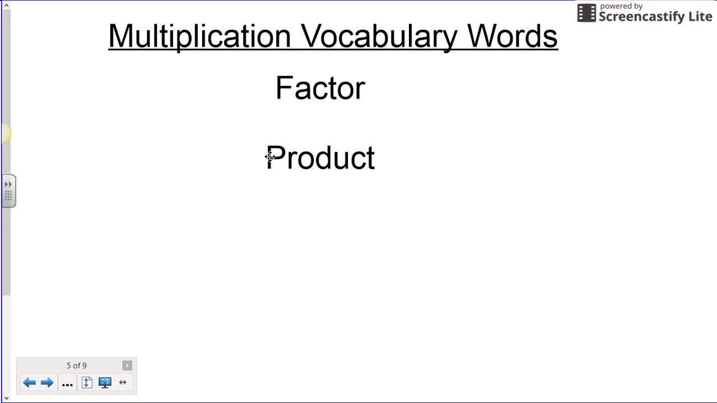Let's move on to multiplication vocabulary words. 2 special words for us to know: factor and product. Go ahead and say them with me. Factor, product. All right, let's look at that with some equations.